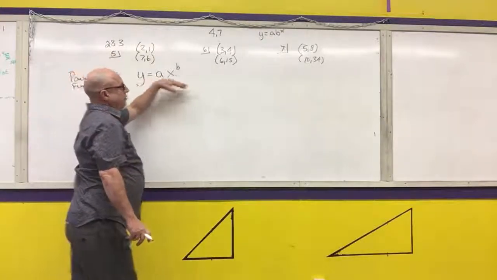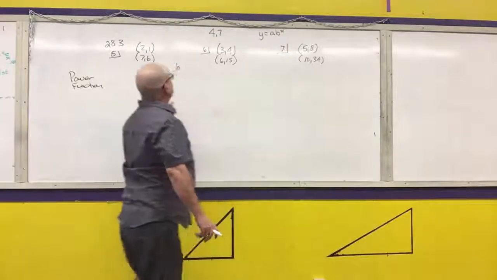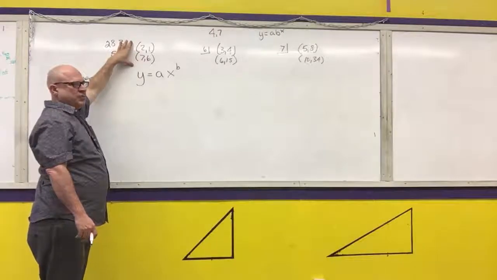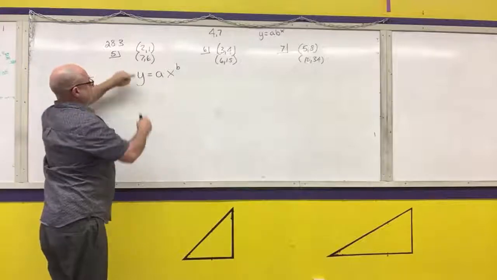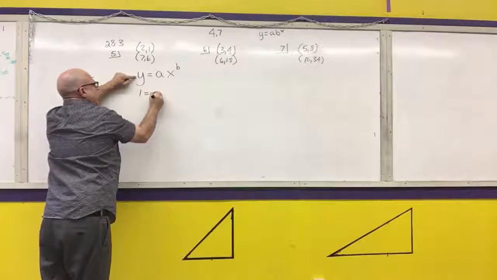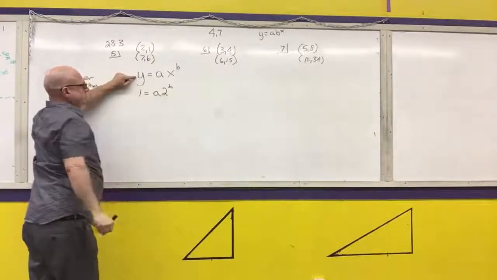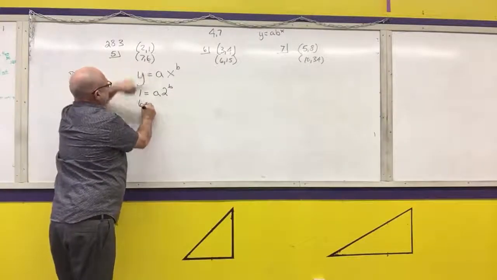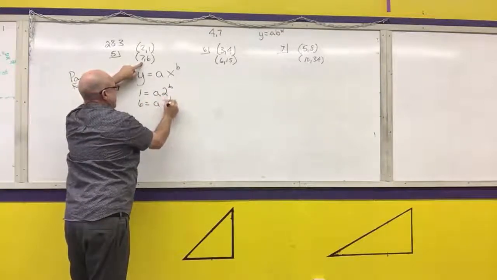For either the power functions or the exponential functions, we're going to need 2 points. And the way we do them is we substitute in the x and y values for those points and then just solve using algebra and our properties of logs. So I'm going to write 2 equations. Y is 1 equals a, x is 2, so 2 to the b. Then I write my second equation. I get 6 equals a 7 to the b.